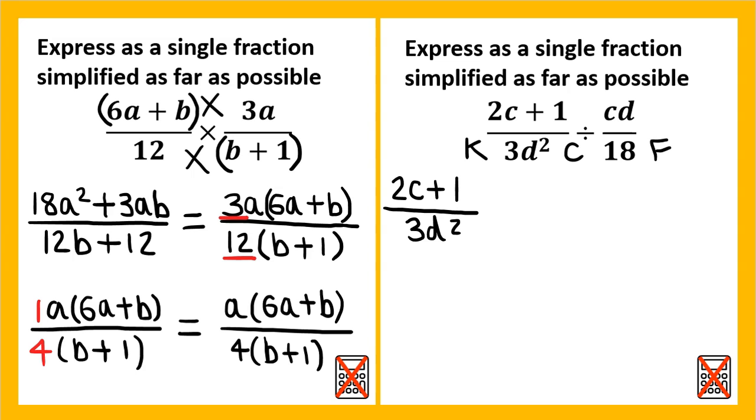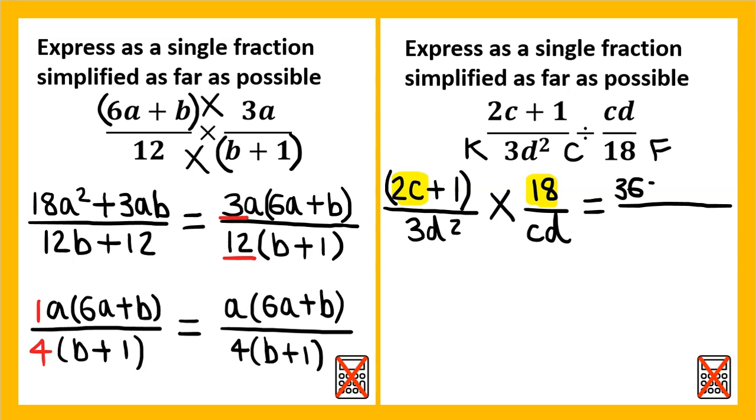2c plus 1 over 3d squared multiplied by 18 over cd gives, remembering to use a bracket when you have more than one term, 18 times 2c is 36c, and 18 times 1 is 18. At the bottom, we have 3c, and then d squared times d is d cubed.